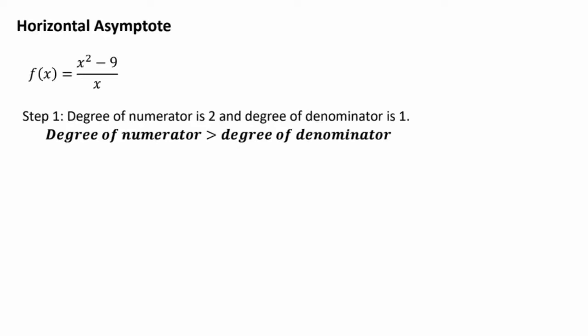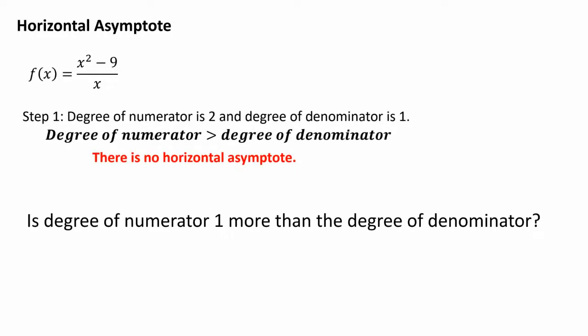All right, my horizontal asymptote. The degree of the numerator on this one is 2, and the degree of the denominator is 1. Since the degree of my numerator is larger than the degree of my denominator, I have no horizontal asymptote. But I do have a slant asymptote on this one.